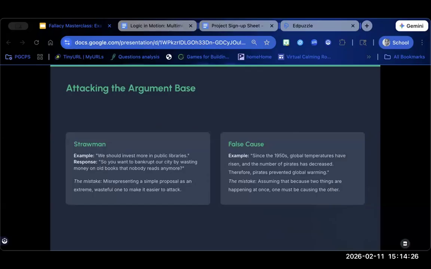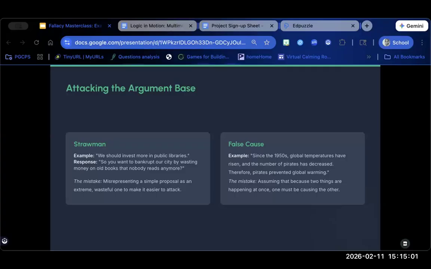We have attacking the argument-based fallacies, such as the straw man fallacy, where the mistake a person makes is misrepresenting a simple proposal or idea as an extreme, wasteful one to make it easier to attack. For instance, you say, we should invest more in public libraries. And someone tells you, oh, so you want to bankrupt our city by wasting money on old books that nobody reads anymore. Okay, clearly that's not what you said. Someone has hyperbolized it, meaning exaggerated what you're trying to propose. That's a straw man incident. Okay, a straw man fallacy.